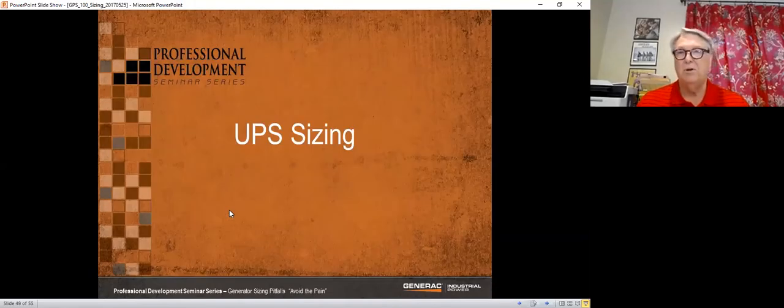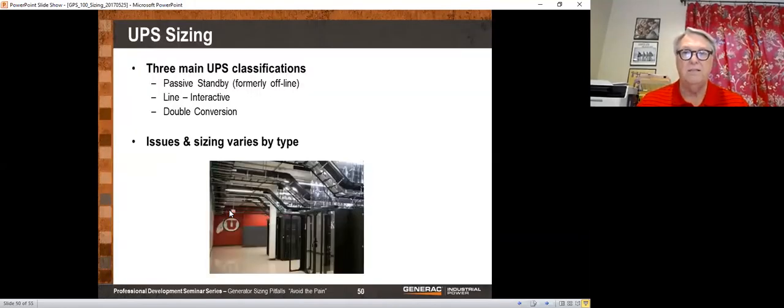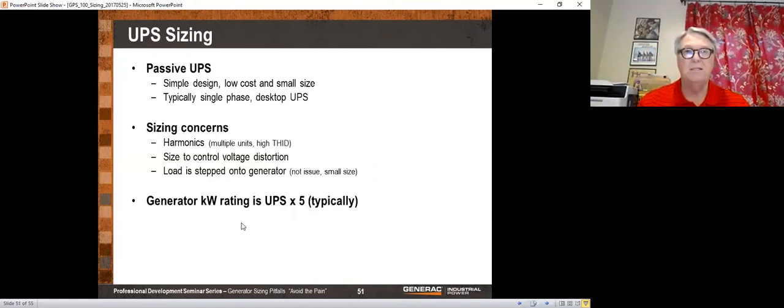UPS sizing, I'm going to go through this lightning fast. This is not our UPSs. It's the University of Utah Data Center here in Salt Lake. We have 5 megawatts of generator there, and those are parallel generators. With passive UPSs, you generally need the generator to be 5 times the size of the UPS, but these are only for tiny little computers, like home computers, so it generally is still fine.